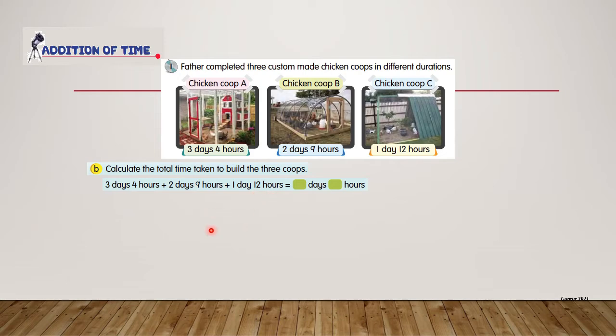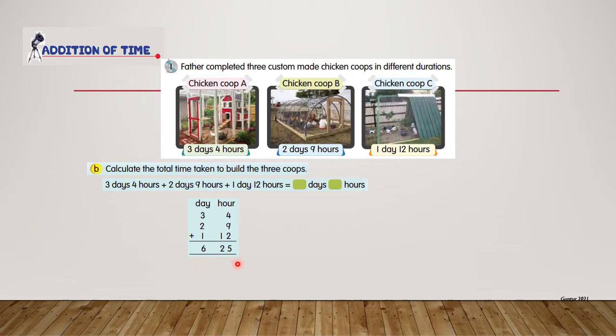Okay, we do the standard writing method. Between day and hour, we can write all 3 there. 3 days 4 hours, 2 days 9 hours and 1 day 12 hours. Okay, we add all together. 4 plus 9 plus 12 becomes 25, and 3 plus 2 plus 1 becomes 6.